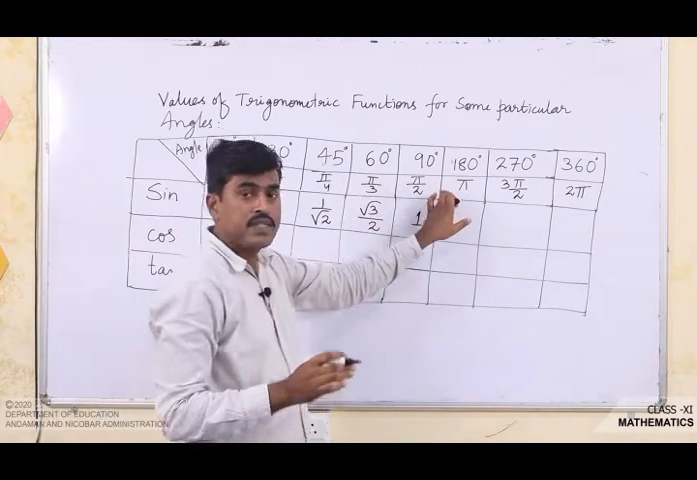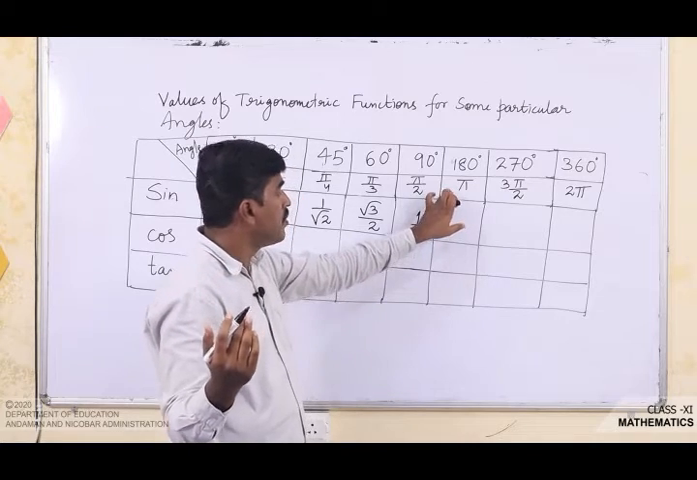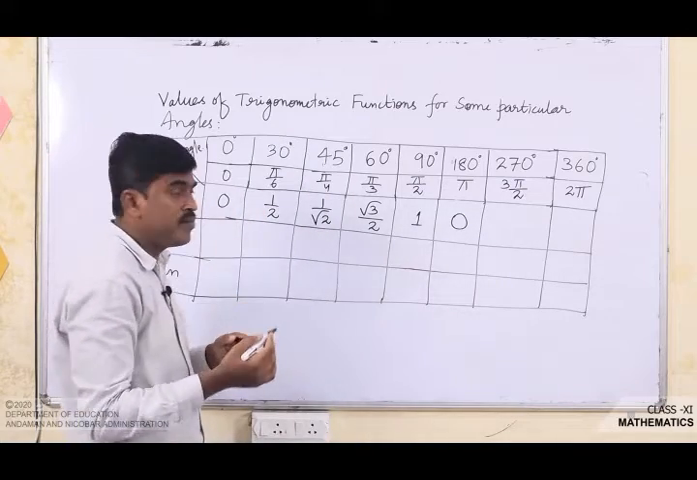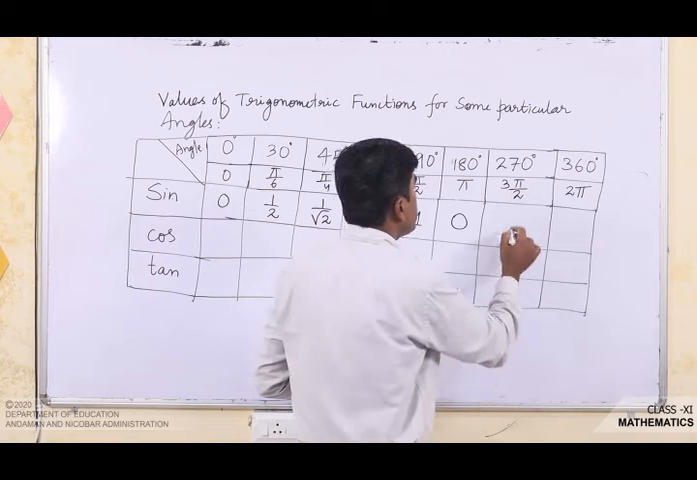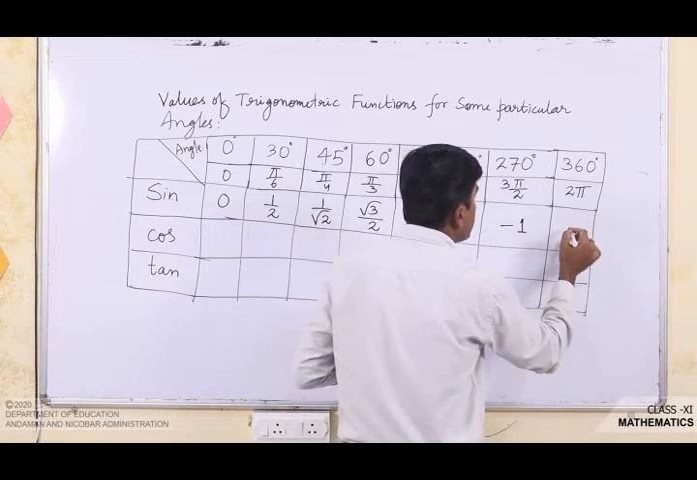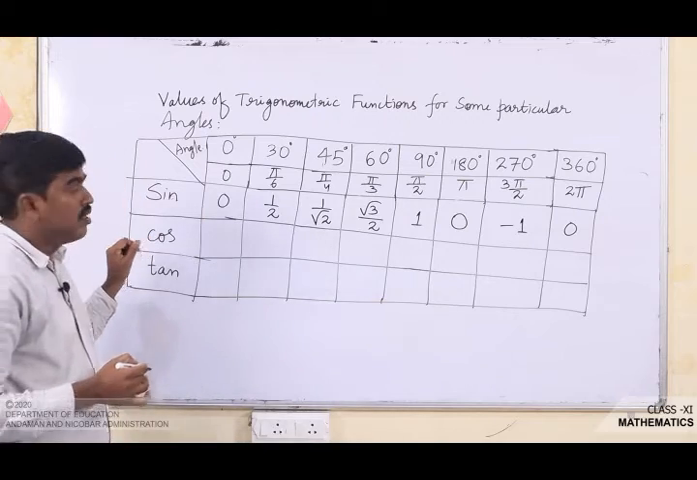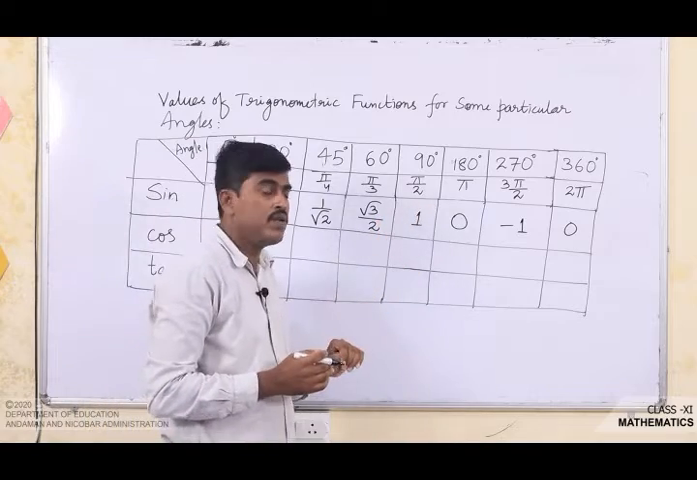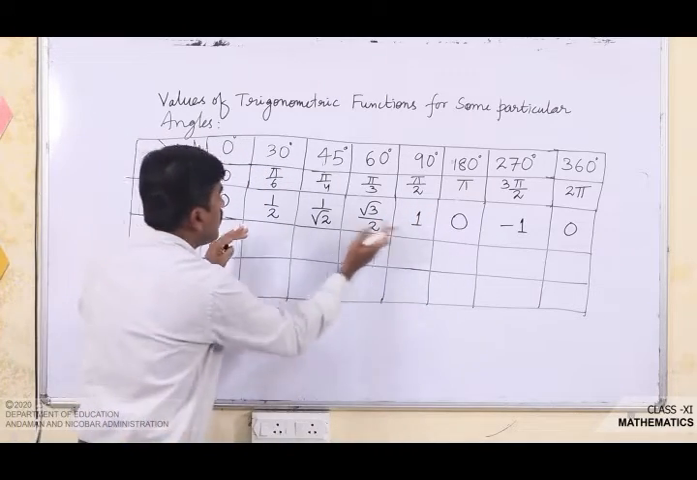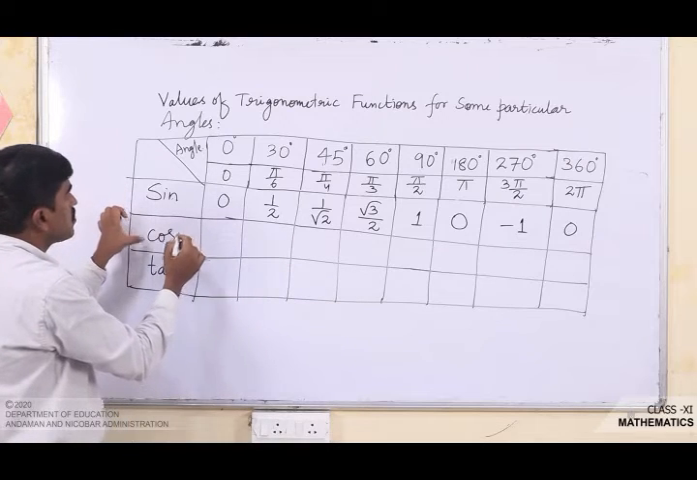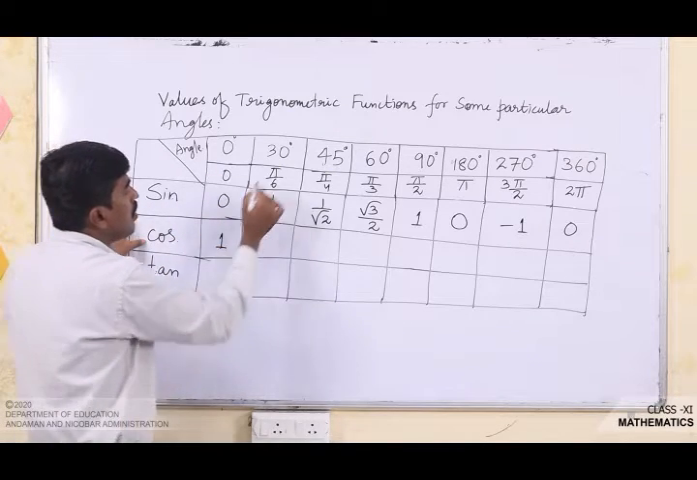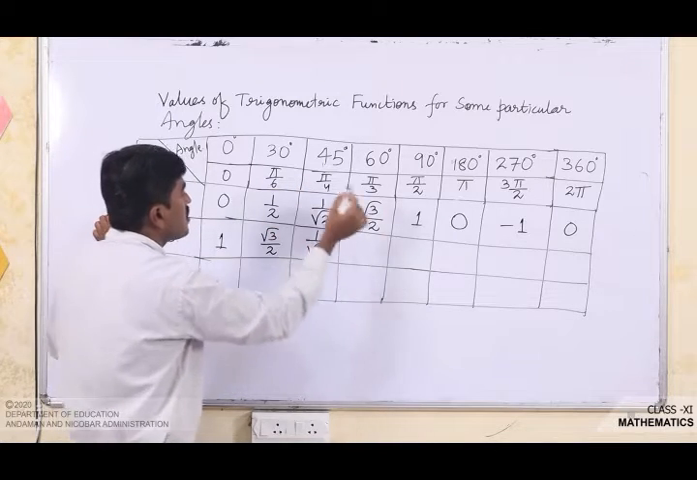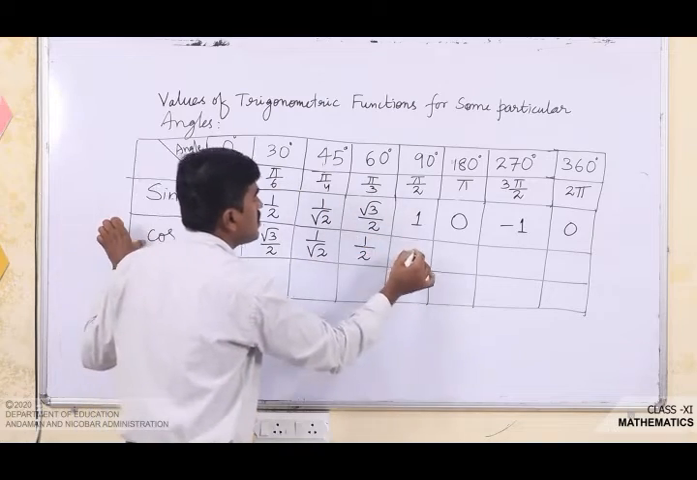Now what is sin pi? Just now I told you in the previous section that sin pi is 0. Sin of all integral multiples of pi is 0, and sin 3 pi by 2 is minus 1, and sin 2 pi is 0. Now cos: we know that sin and cos are complementary to each other. So up to 90 degree, we know how to write the values of cos, just reverse it from 1 to 0. So cos 0 is 1, cos 30 degree is root 3 by 2, cos 45 degree is 1 by root 2, cos 60 degree is 1 by 2, cos 90 degree is 0.